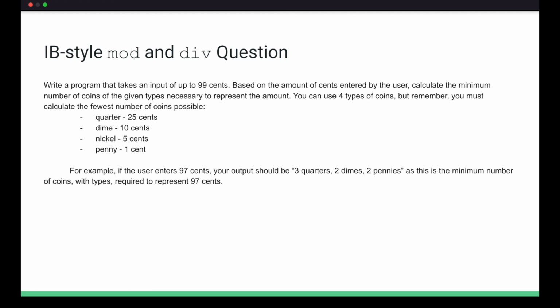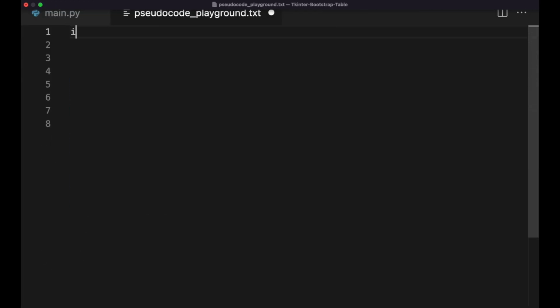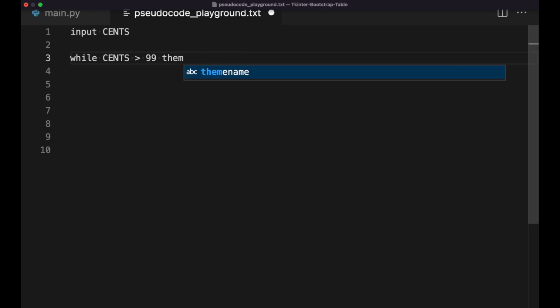So how we're going to write this in pseudocode is we're going to get some input from the user. So we'll just get input, and we'll say cents. Okay. What we're going to do as some validation, and I was going to go over this next, but I might as well do it now, is we'll say while cents is greater than 99, which is invalid, then make them re-enter it.